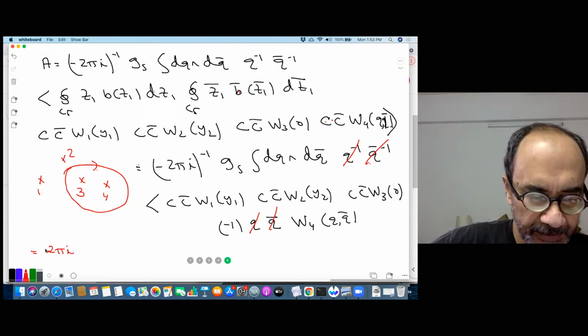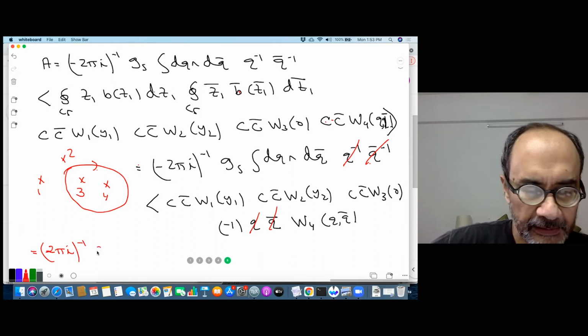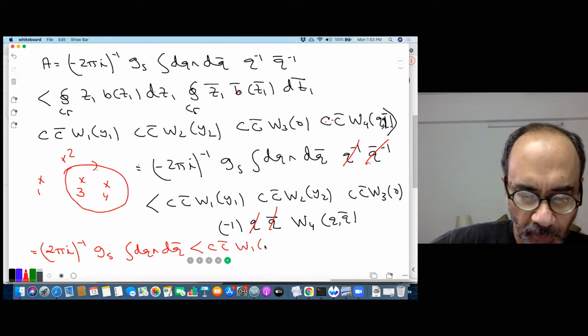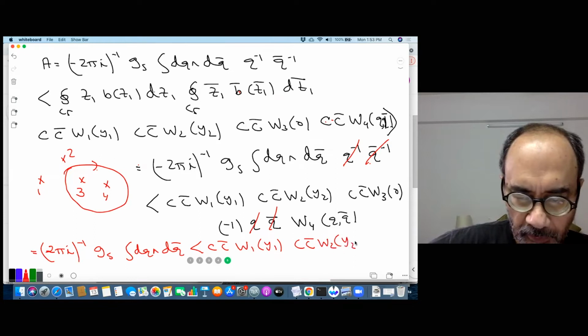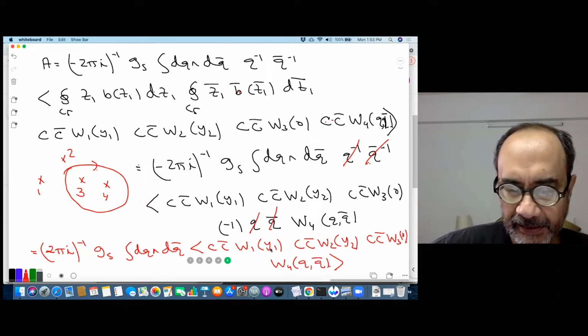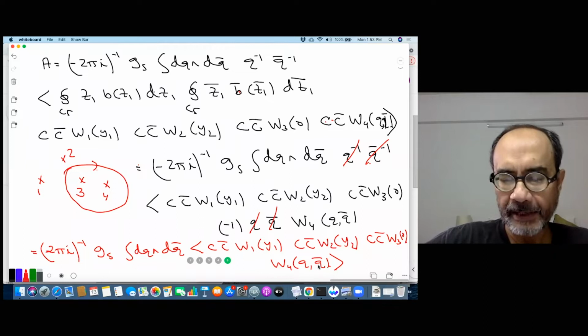Ultimately, you are left with 2 pi i inverse, this minus sign cancels this minus sign, GS times integral dq wedge dq bar, CC bar W1 of Y1, CC bar W2 of Y2, CC bar W3 of 0, and W4 of Q, Q bar. This basically tells us that you fix 3 of the vortex operators at some arbitrary positions, Y1, Y2, and 0. For the 4th one, you first strip off the CC bar factor, and then you integrate over its position, over the whole complex plane, which is the integration over Q and Q bar. So this is the expression for a general on-shell 4-point function.